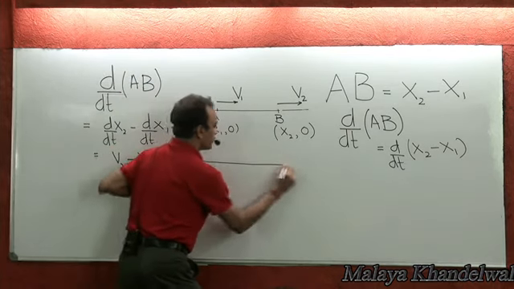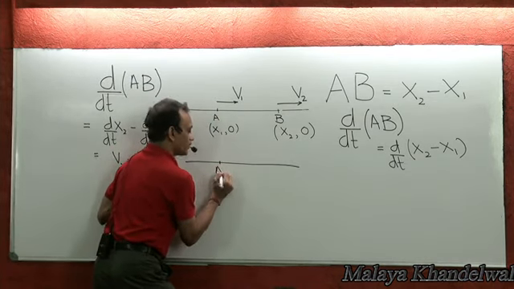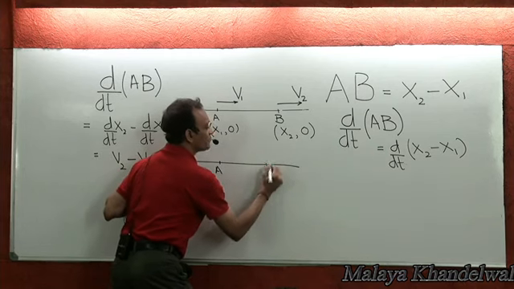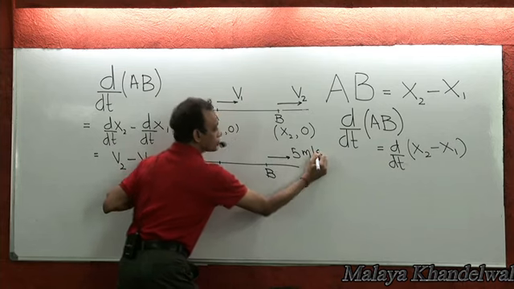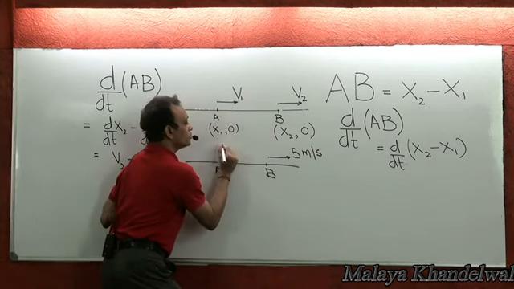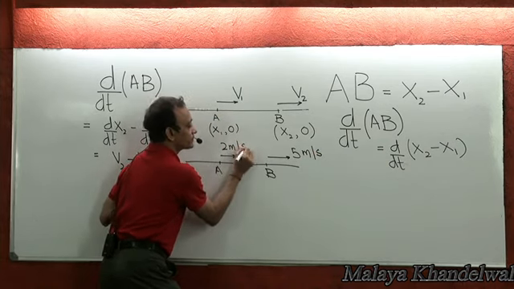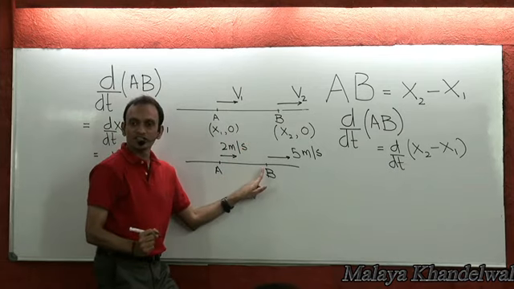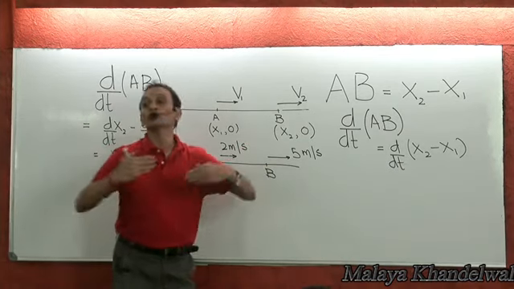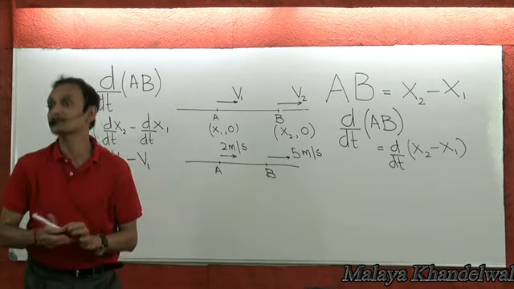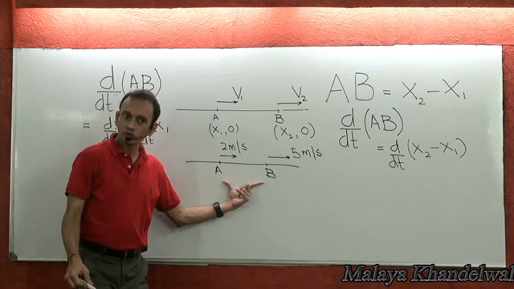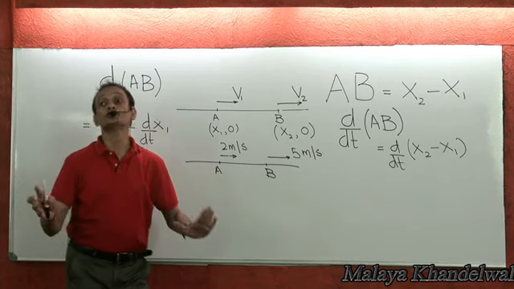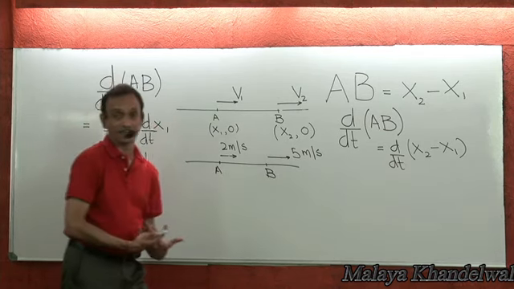Say B had a velocity 5 meters per second to the right and A had a velocity 2 meters per second to the right. Then rate at which AB changes with time is going to be 5 minus 2. 3 meters every second is how AB will change with time, right? In this case, yes or no? The important thing is you would have to deploy signs as and when required.